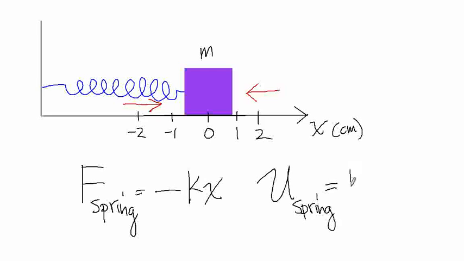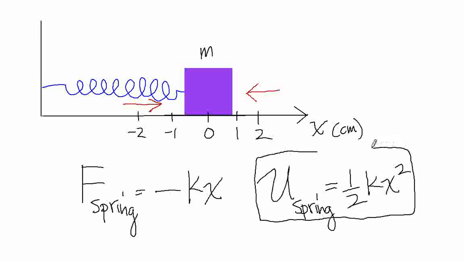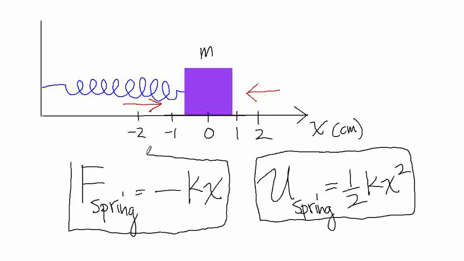And that is 1/2 kx squared. All right? The units of the spring force are newtons, like for all forces. The units of the spring potential energy formula are joules, just like for all work and energy.